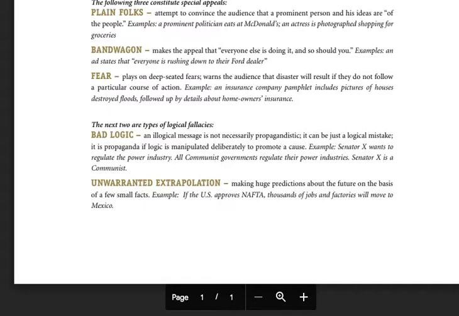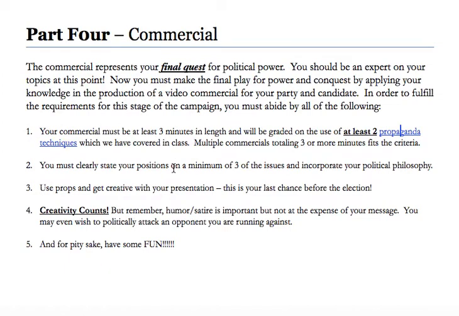And then extrapolation, making huge predictions about the future on the basis of a few small facts. So like, if you continue with this, this is going to happen. If the U.S. approves NAFTA, a trade deal, thousands of jobs and factories will move to Mexico. So just one small little thing, and you make it a huge, huge deal to scare people. So those are your propaganda techniques.